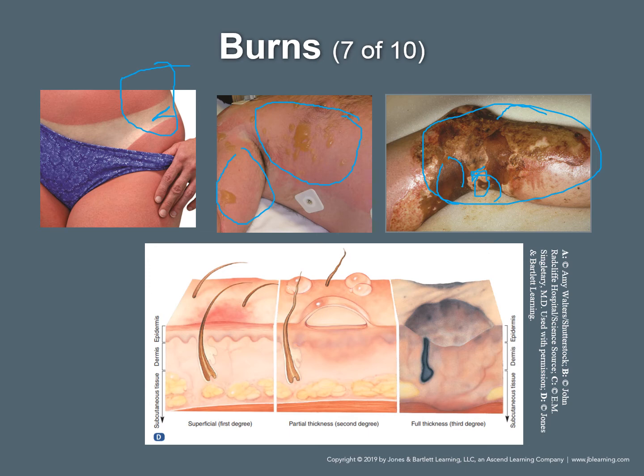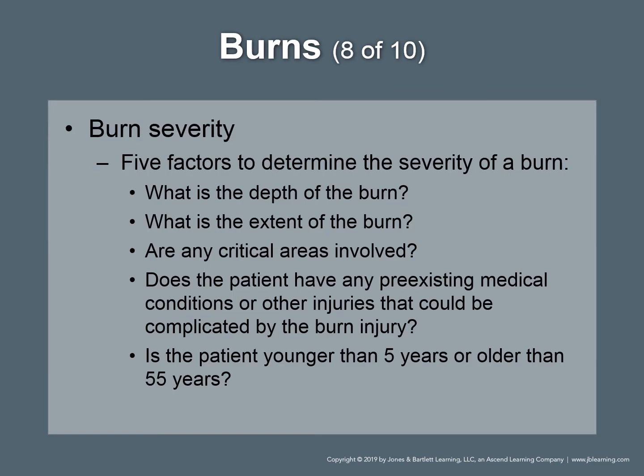First degree burning basically stops at the epidermis. Second degree, you've got damage into the dermis, kind of stops right there. And then third degree, we're off the picture. We're way down into the muscle, the fat, and those layers. So that's the different depths of your burns.